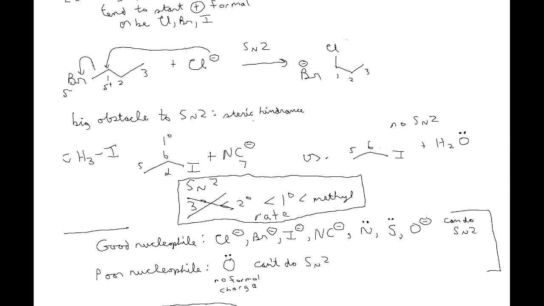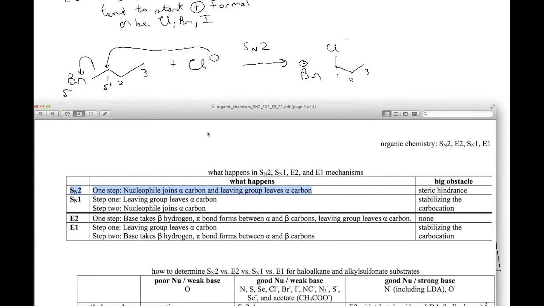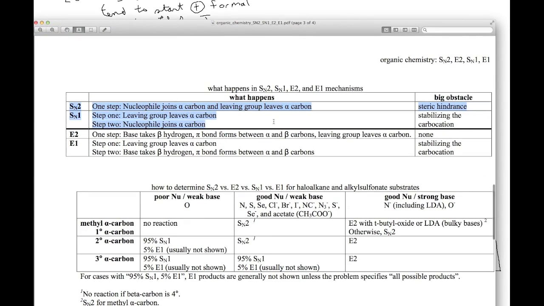Okay, so to summarize what we've gone over here, so far we've learned what happens in an SN1 or an SN2 reaction. SN2 is one step and SN1 is 2 steps. And we've learned the real key to memorizing all this is remembering these big obstacles. So I really encourage you to memorize these. The big obstacle to SN2 is steric hindrance. The big obstacle to SN1 is stabilizing the carbocation. We didn't get to E1 and E2 yet, but we've explained a lot of the details here for SN1 and for SN2 in this table.